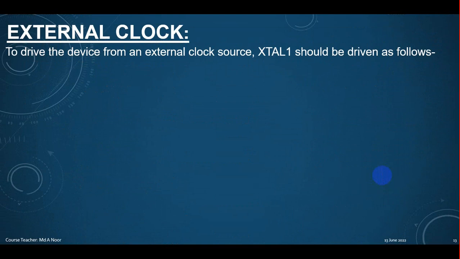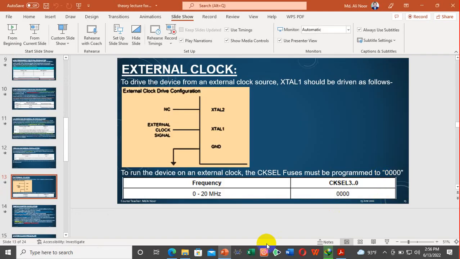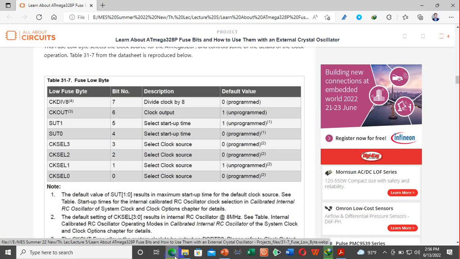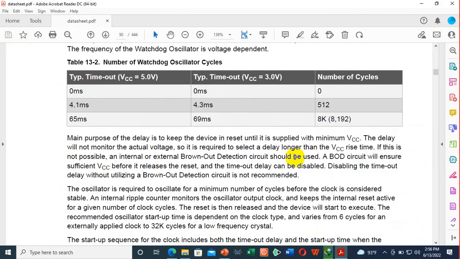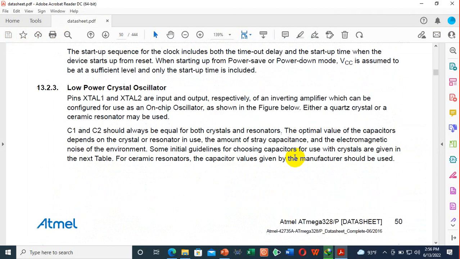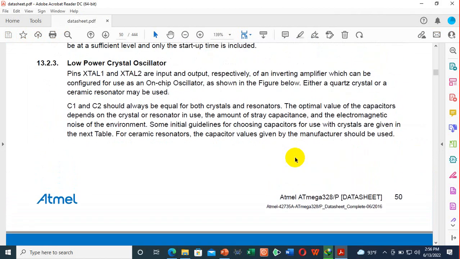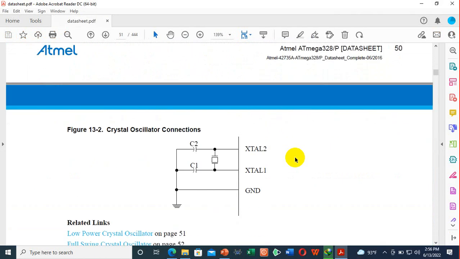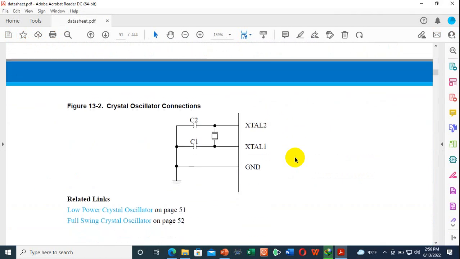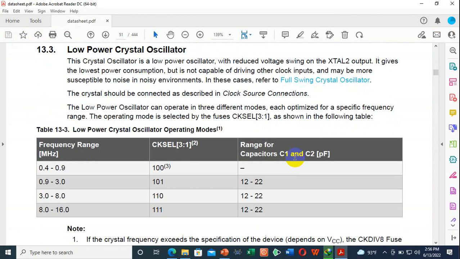Where is the startup table? If you look at the data sheet, you will get a detailed description of what we are talking about. You will get the detailed description in your data sheet. Low power crystal oscillator.